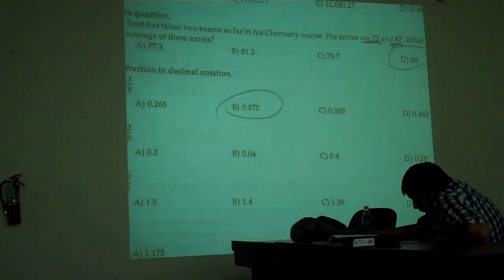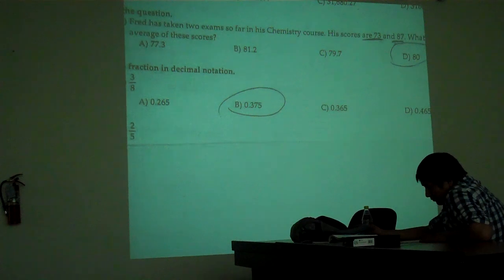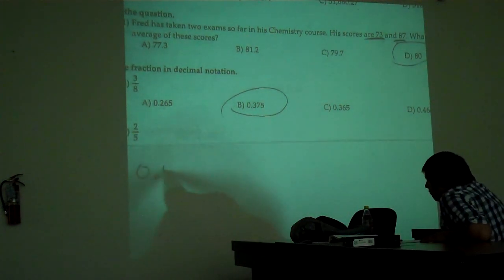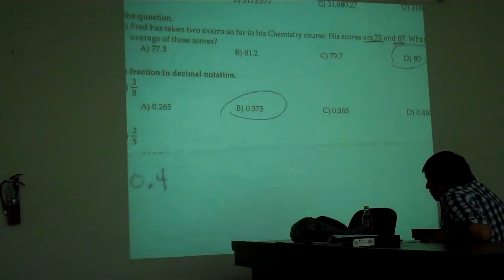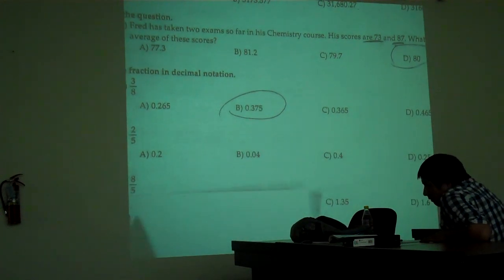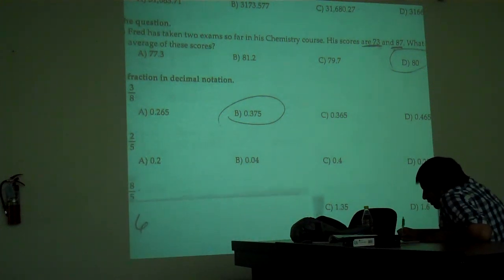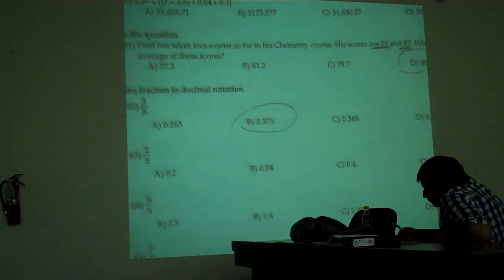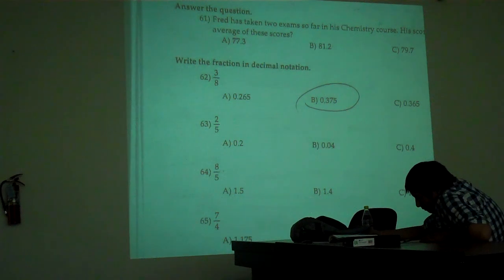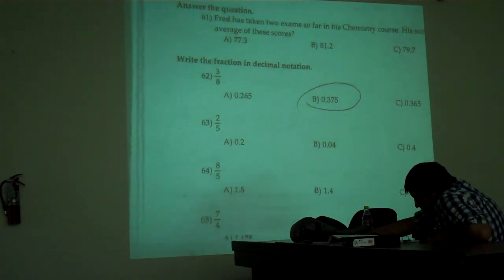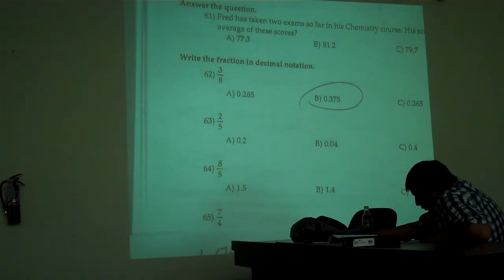Okay, I'll let you do these on your own. You have 2/5. That should come out to 0.4. 8/5. That should come out to 1.6. And 3/5, which is 0.6. So do the division, and you should come up with that answer. 1 3/4 should come out to 1.75.